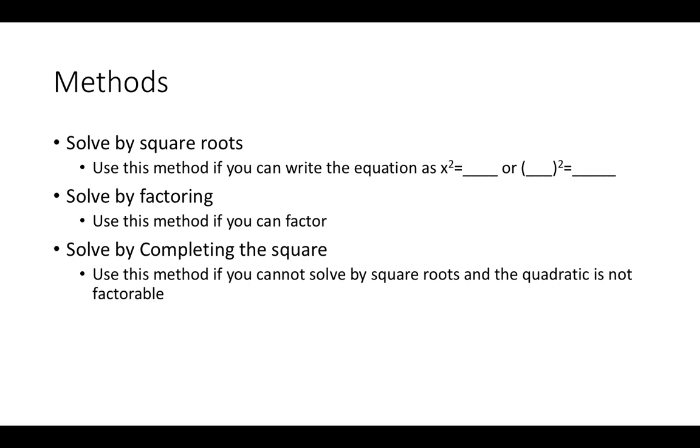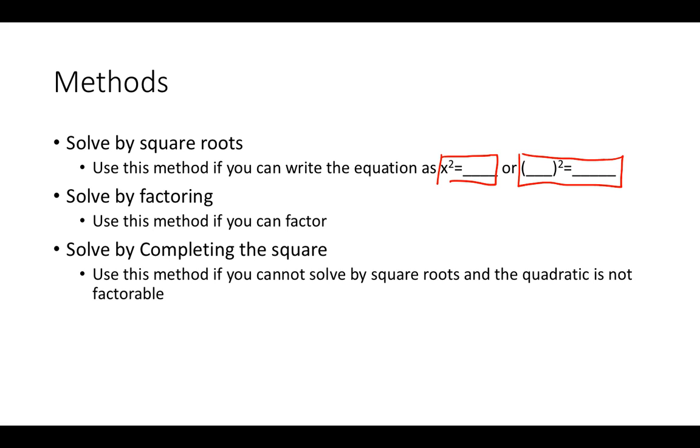So there are a couple of different methods that we've learned so far. We've learned how to solve by square roots. And when we solve by square roots, we really can only do that if we can isolate our x squared term and have no other variables. So really we're going to use this method if we can write the equation as either x squared equals a number, or as some quantity squared equals a number. So if you can isolate that squared term, we're going to solve by square roots.